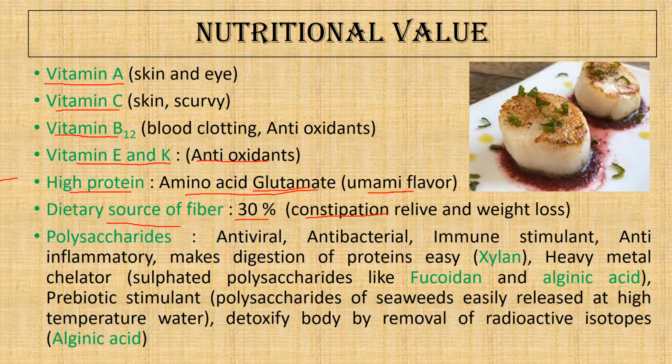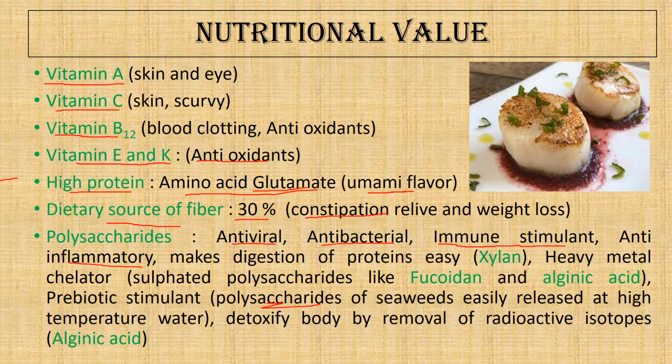Also, dulse has a wide variety of polysaccharides. Different types of polysaccharides have different properties, and this wide variety of polysaccharides found in dulse have antiviral and antibacterial activities, as well as being immune stimulants, and they have anti-inflammatory properties.